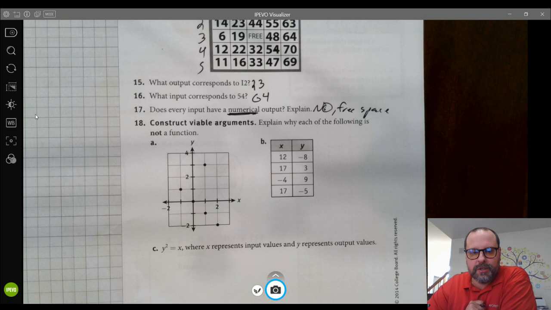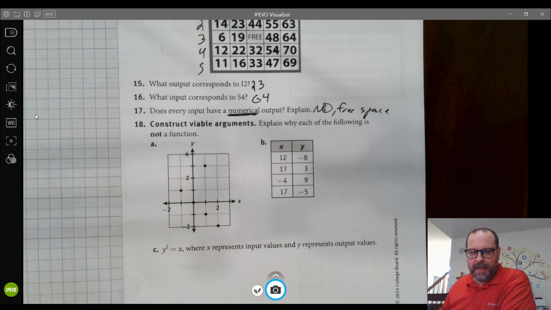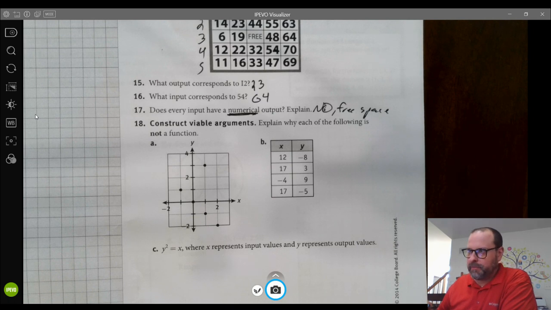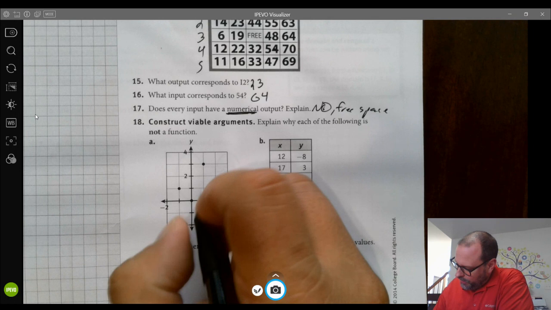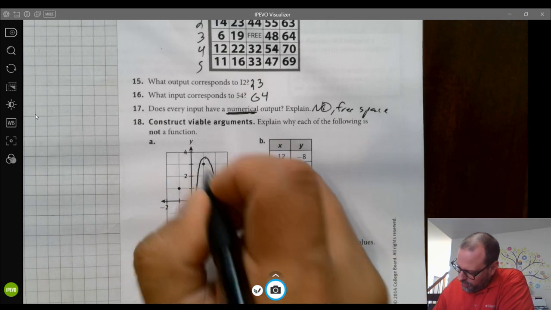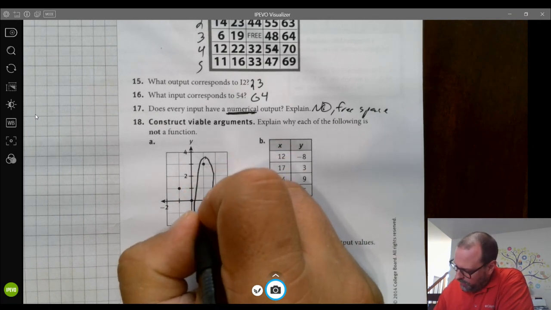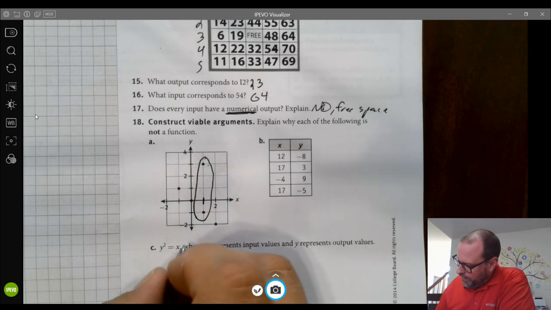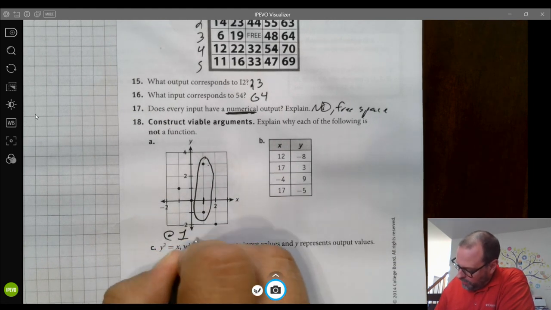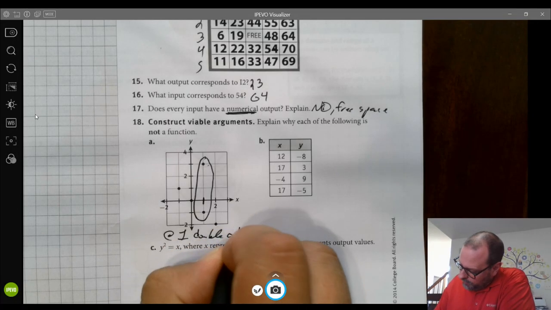Okay. All right, explain why each is not a function. Really, your answer should be, give me the spot that has an input that gives a double output. So I'm looking at the graph, I'm looking for any 2 that are at the same x value. So at 1, I have 2 values. So explain why it's not a function. Just at 1, it has a double output.